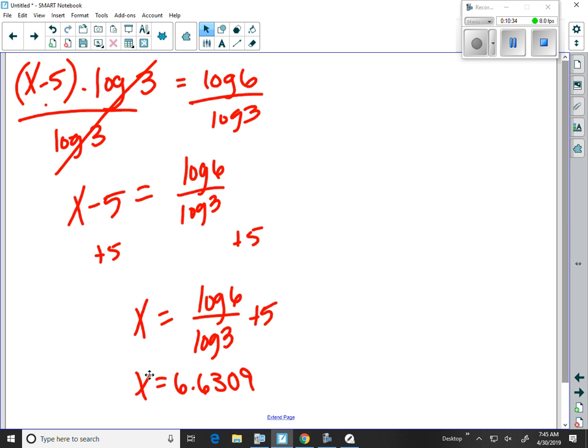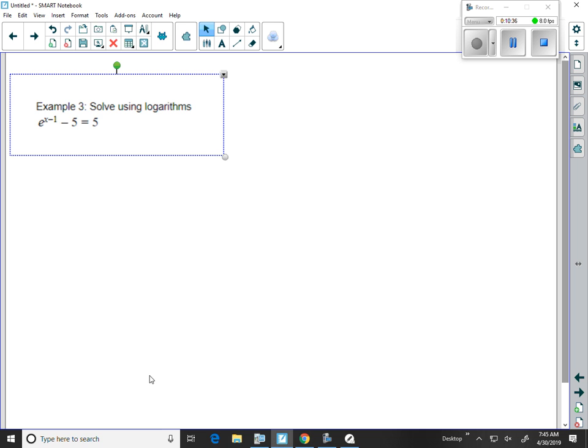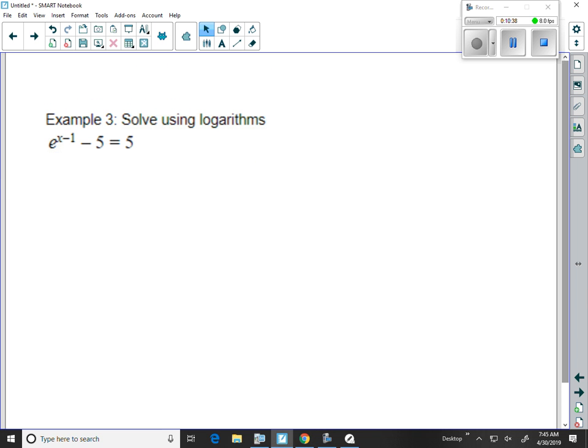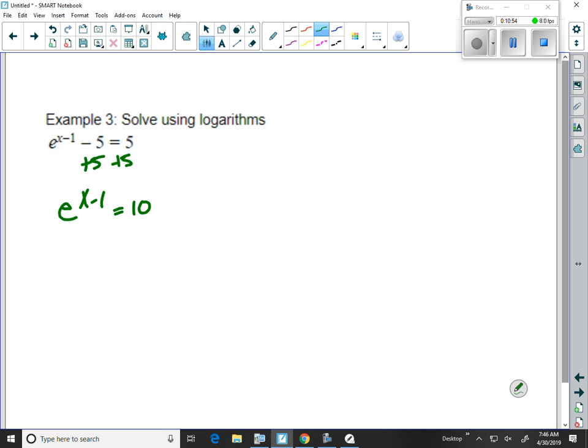All right, number 3. This one's like what I was talking about. If you have something added or subtracted, go ahead and move that first. So we're going to add 5 to both sides. Now we have e to our power equals 10.